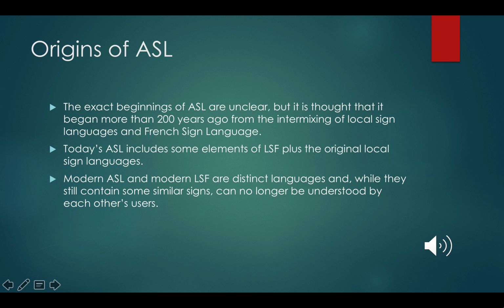Next, I'd like to talk about the origins of ASL. So the exact beginnings of ASL are pretty unclear, but it is thought that it began more than 200 years ago from the intermixing of local sign languages and French Sign Language. Today's ASL includes some elements of LSF, which is French Sign Language, plus the original local sign languages. Modern ASL and modern French Sign Language are distinct languages, and while they still contain some similar signs, they can no longer be understood by each other's users.